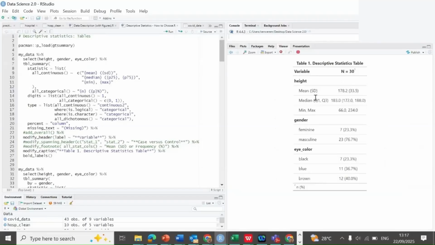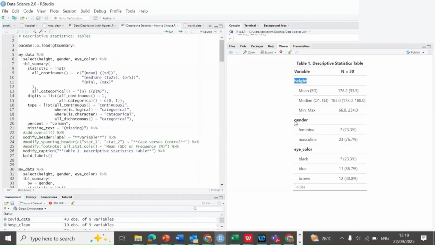Okay, so you can see the table that has appeared. Can you see the table on the right-hand side of the screen? So this is the table. So you can see height here, which is a numerical variable, has been presented to us. You can see it in statistics, mean and standard deviation. The mean is 178, standard deviation is 33.5. The median is 183. The first quartile is 172, and the third quartile is 188. And then the minimum height is 66, and the maximum height is 234.